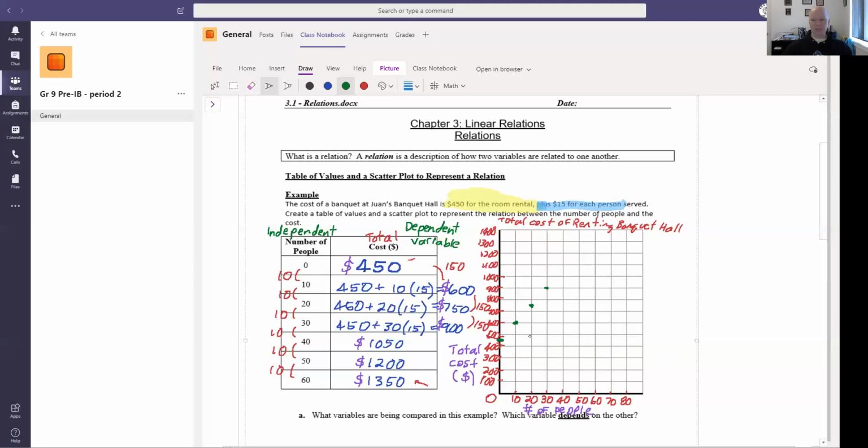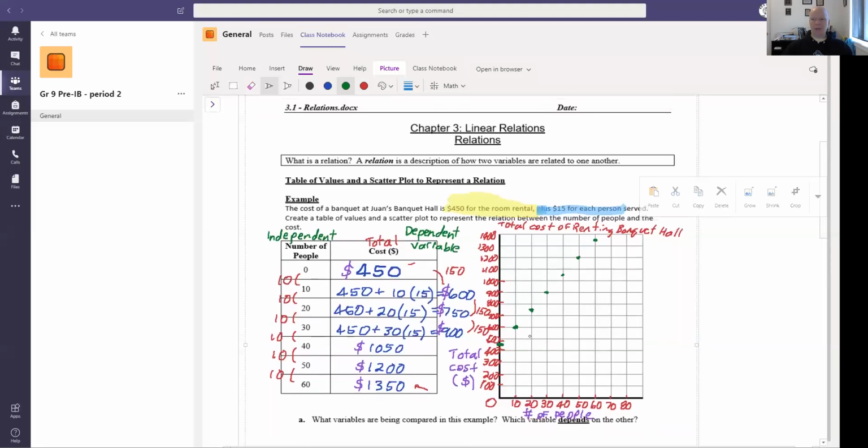40 and 1050, so 40 and 1050 is going to go here. 50 and 1200 is here. And then I've got 60 and 1350, which would go right about there. Okay, and if you eyeball that, you can see that it's rising up in pretty much a line as you go from point to point there. Okay, so we're not going to join those points right now. That'll come a little bit later.